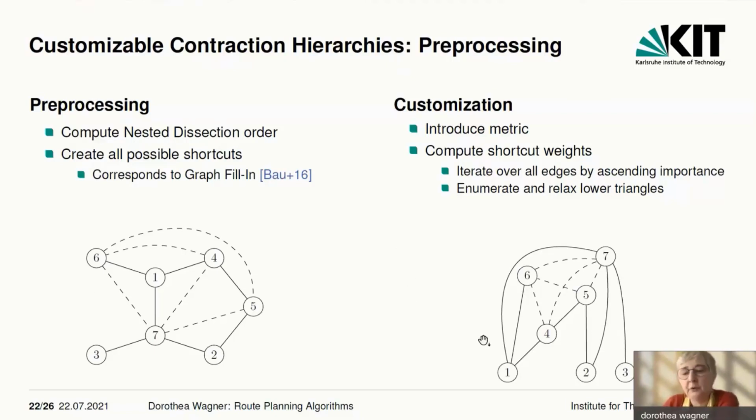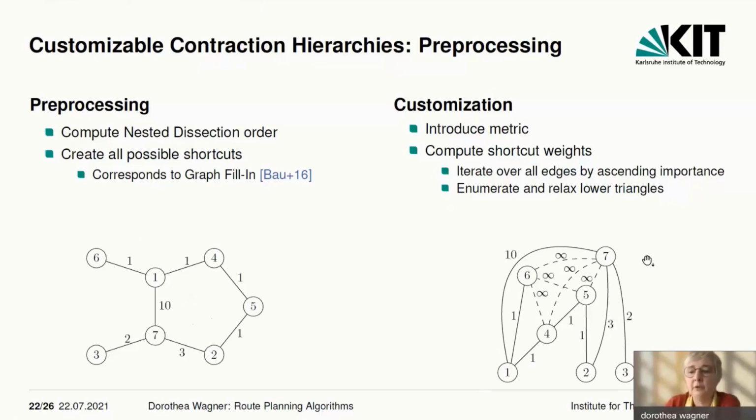The least important nodes, those that are contracted first, are at the bottom, and then with increasing importance, they are placed higher up in this drawing. And in order to introduce the metric, we consider the nodes from bottom to top and just look at the lower triangle of each of these nodes.